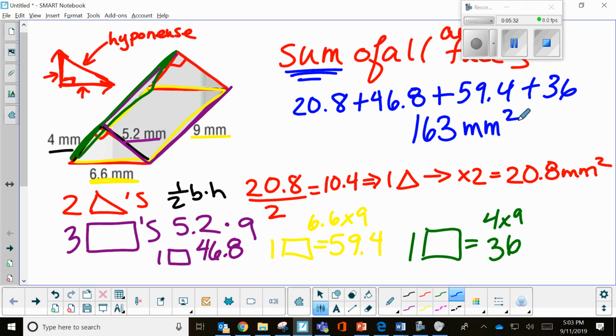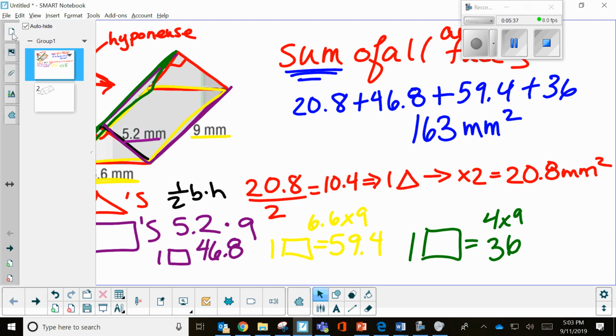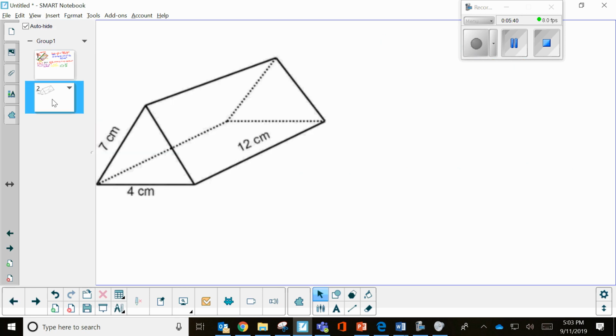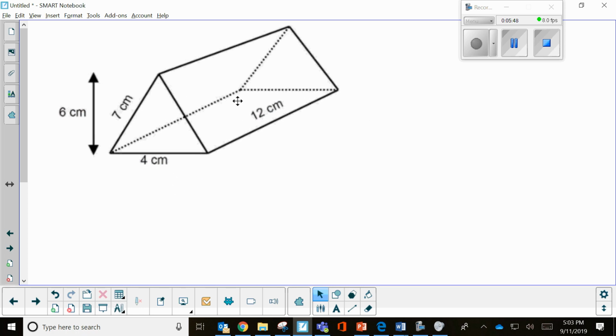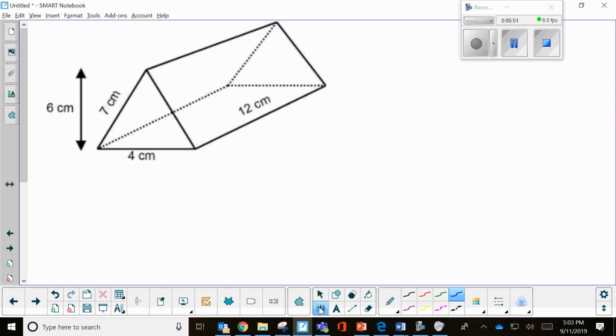So now I want to look at my other example. Okay, so this one looks a little bit different. It's not a right triangular prism. So I have a height of 6 centimeters. So this here is 6. Okay? So when I go to find my triangle, I have 2 triangles and 3 rectangles.